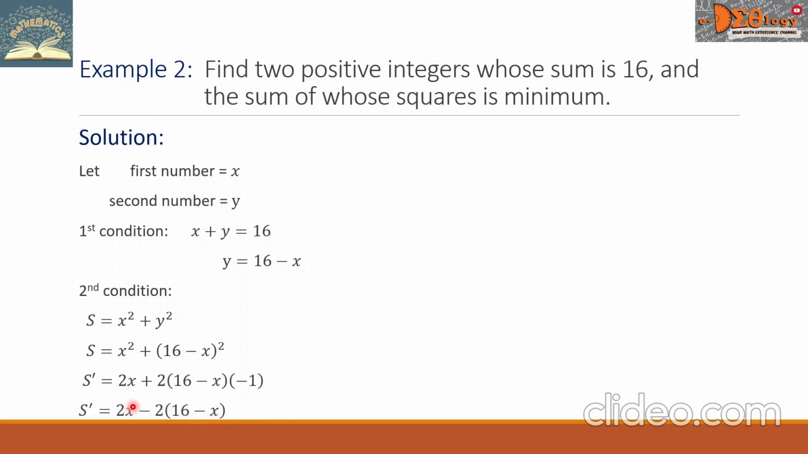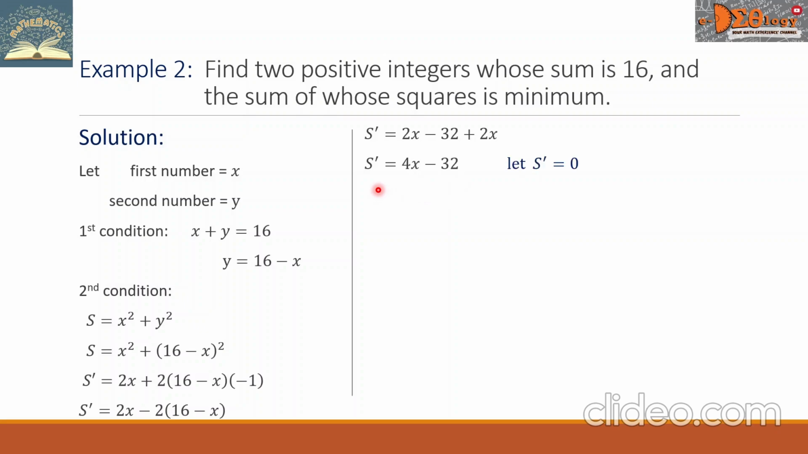We copy the 2x down here. And then we simplify further. The negative 2 we multiply to 16 and to the negative x. So negative 32 plus 2x. Then we combine 2x plus 2x. So s prime equals 4x minus 32.